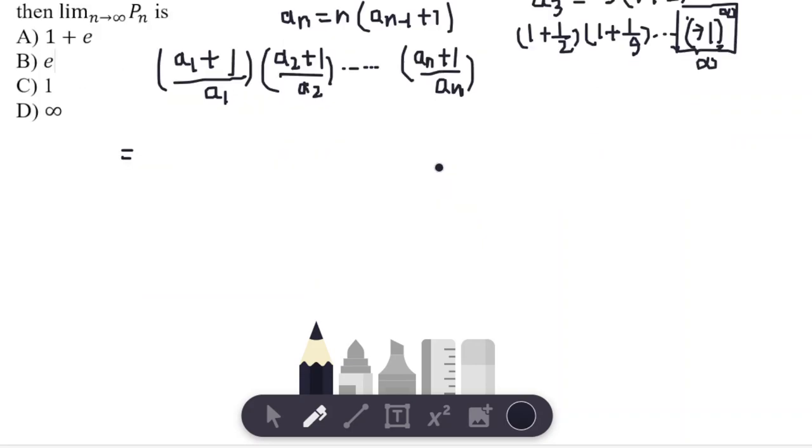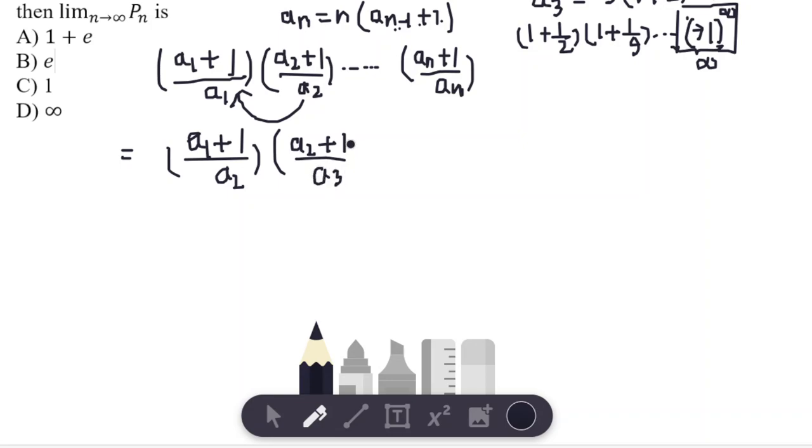So this a1 is 1, so I'll write this as a1 plus 1 divided by a2. I'm moving a2 here. I'll shift everything. Why did I write it like this? Because then only it will come in the format of an minus 1 plus 1 divided by an. This will come as a2 plus 1 divided by a3. And what will be the second last one? That is an minus 1 plus 1 divided by an. And left out is the last term, that is an plus 1.